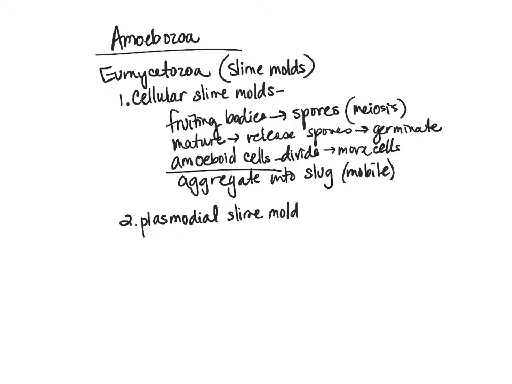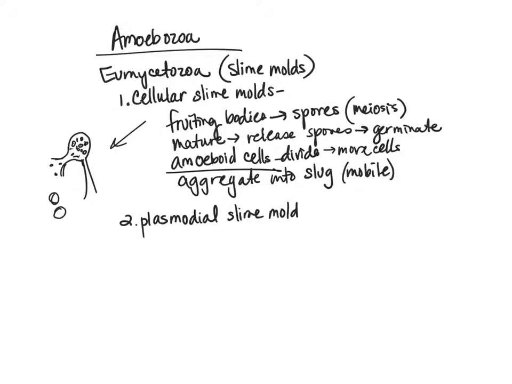With our plasmodial slime mold, these are large multinucleate amoeboid cells, and then these form what are called reproductive stalks. Those are what are going to produce spores and then produce gametes. Kind of similar, I didn't draw a picture up here, but here are the fruiting bodies for the cellular slime molds that will produce spores inside of the fruiting bodies. When they mature, they kind of burst open and release those spores to the exterior.